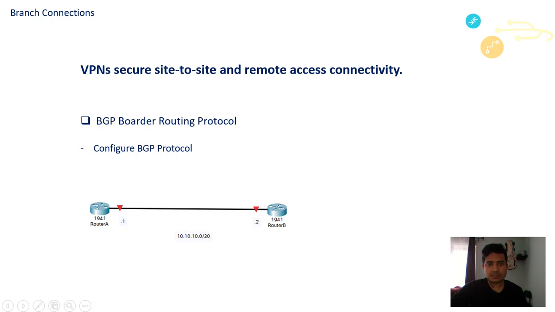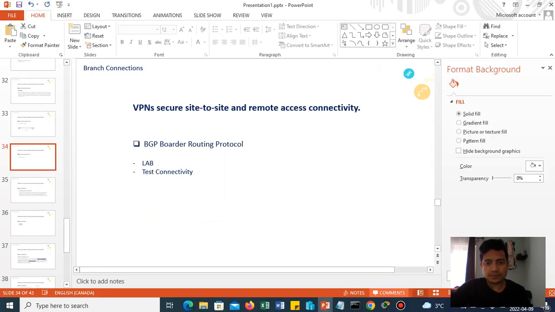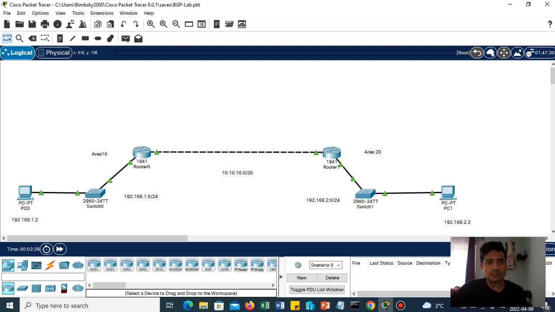Okay, let's get started. Let's configure BGP, Border Gateway Protocol. Let's do the lab, and then we'll test the connectivity. In this network diagram, or laboratory network lab, we will configure the BGP.